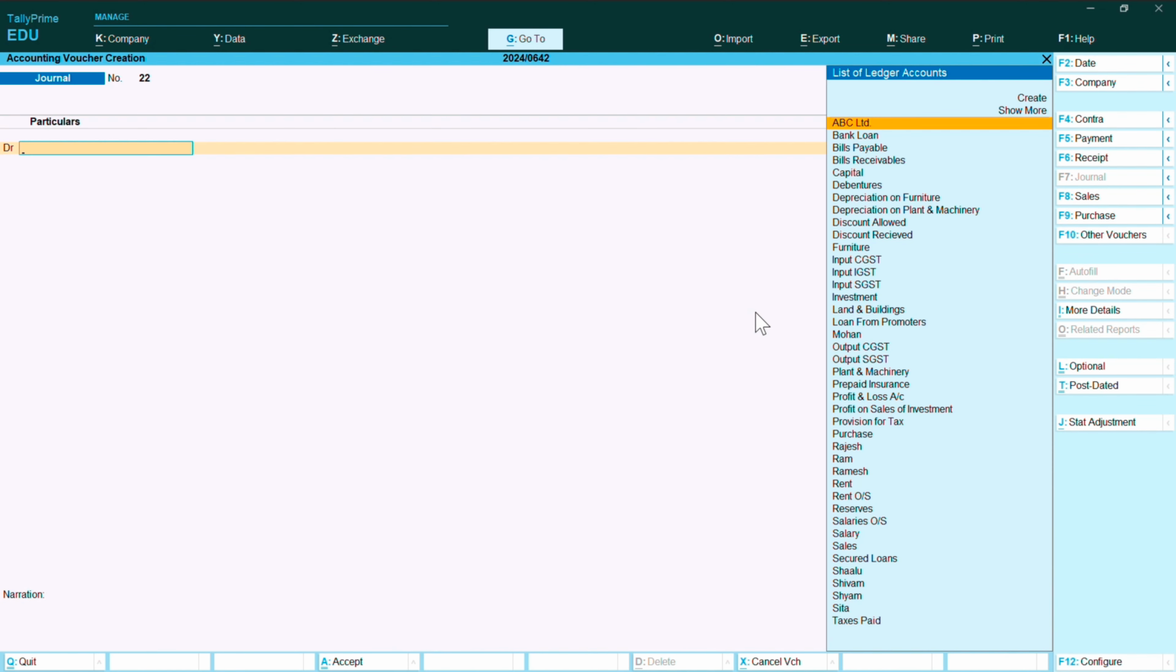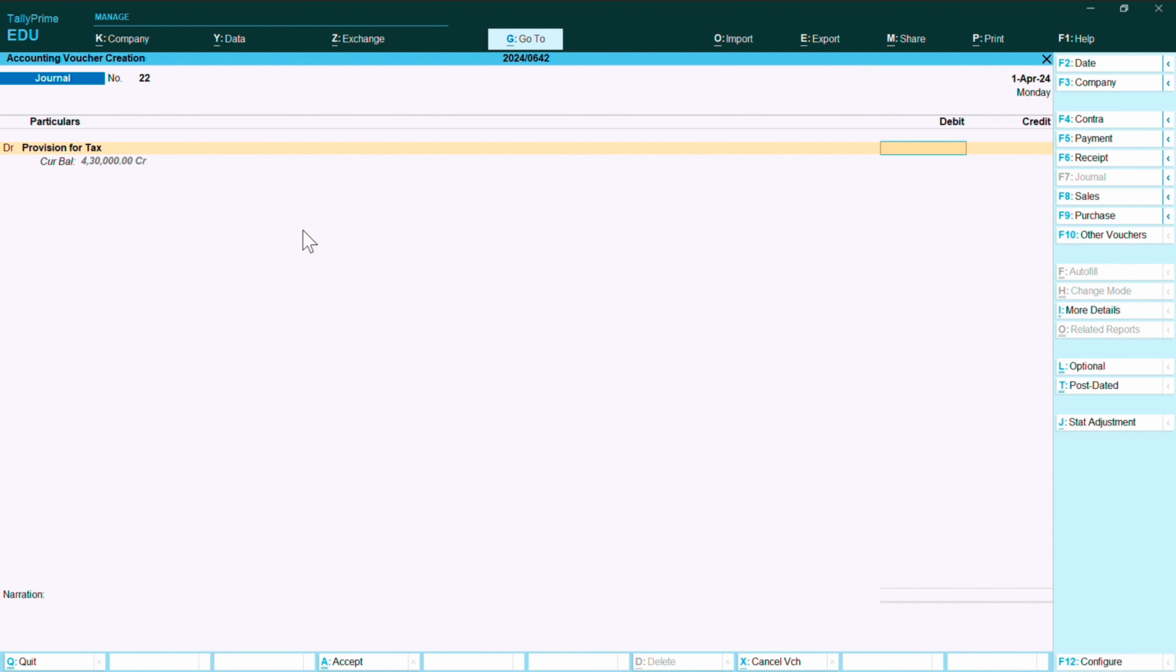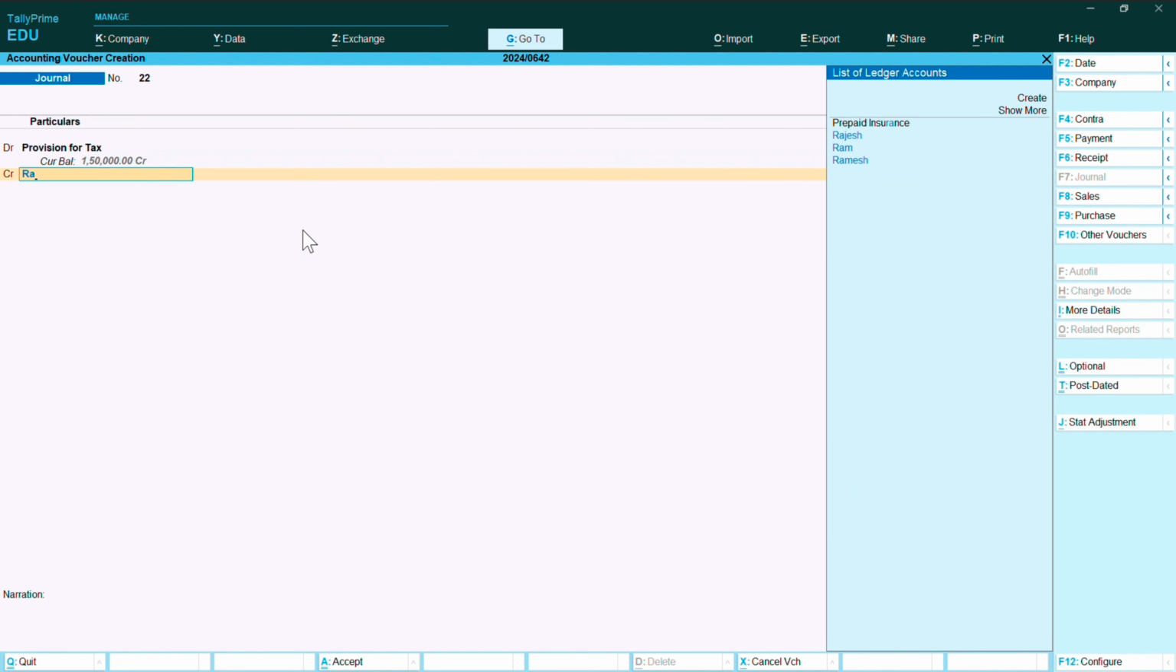After this entry, we first need to adjust provision for tax with taxes paid. The previous year provision which we have made of 2,08,000 rupees needs to be adjusted against the taxes we have paid currently of 3 lakh rupees. The taxes paid by us, 3 lakh rupees, is more than the provision for tax. So the whole provision of 2,08,000 rupees gets adjusted against it.